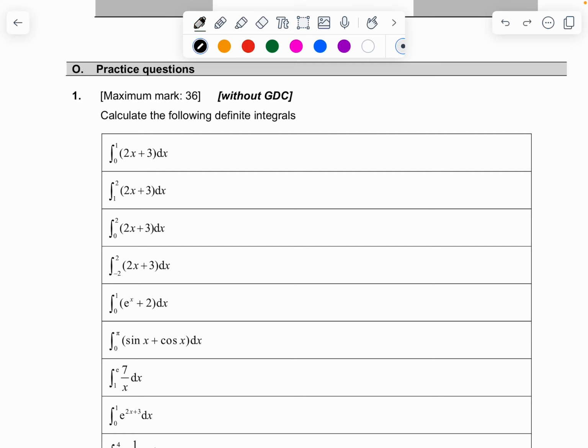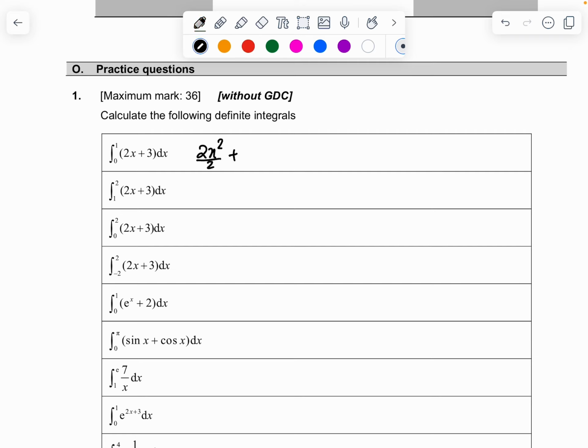x square, and integral of 3 is 3x, from the limits 0 to 1. So I plug in 1 square plus 3 times 1, then minus, substitute the lower limit, 0 square plus 3 times 0, which is going to give you the answer 4.